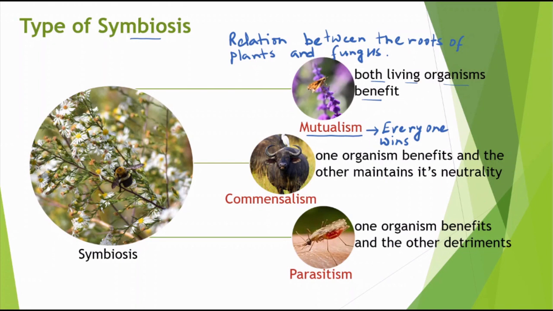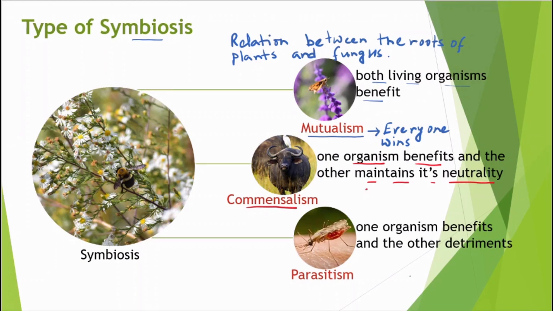Next one is commensalism, where one organism benefits and the other maintains its neutrality. For example, in grazing in the grass, the cattle stir up the insects over there, providing the cattle egrets a good meal. But the cattle get nothing in return, nor are harmed.